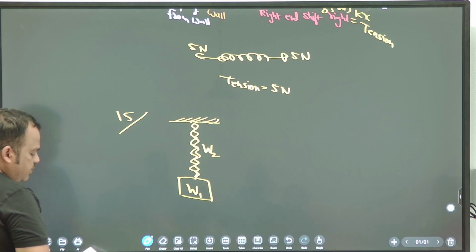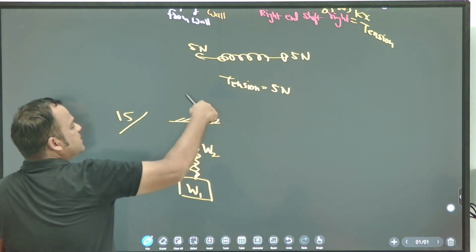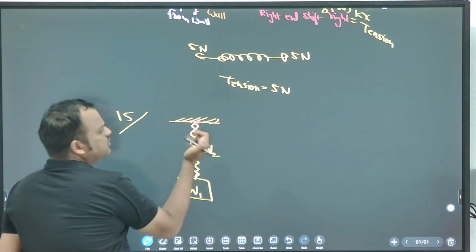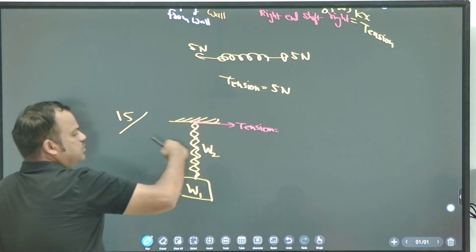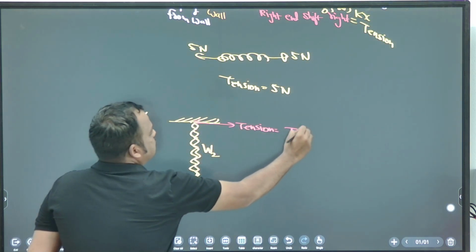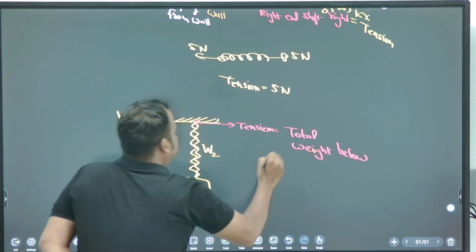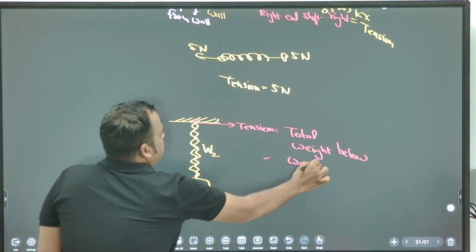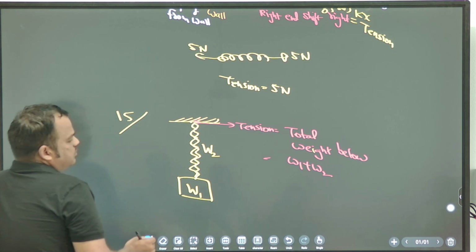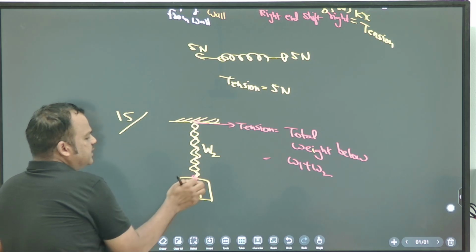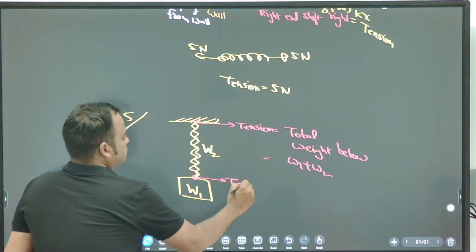Ceiling pulls the chain by force. So what is the force exerted by ceiling on the chain? So that is tension here. So what is tension here? Total weight below. Correct. Good. So what is the answer? Total weight, W1 plus W2. If they ask what is the force exerted by chain on the block, then what is the answer? W1.